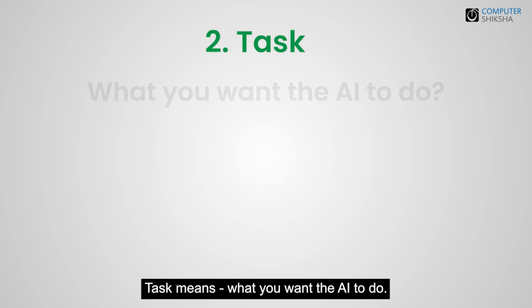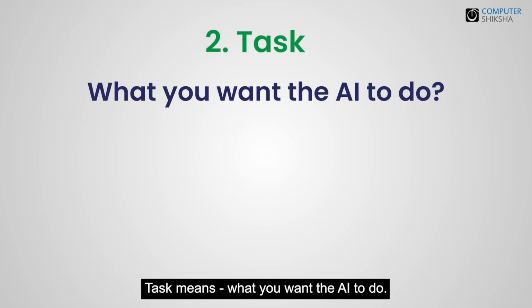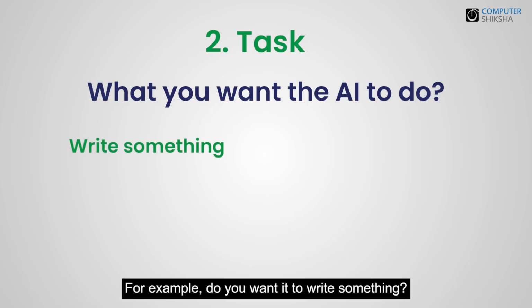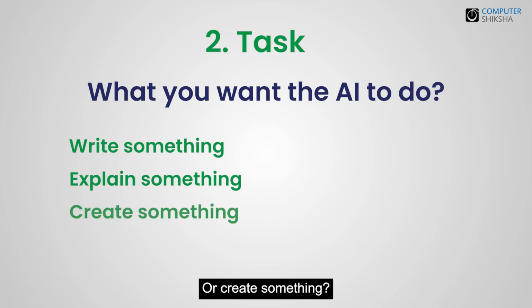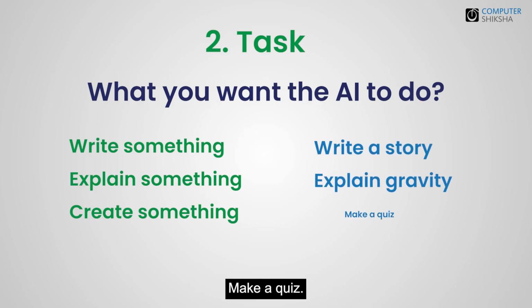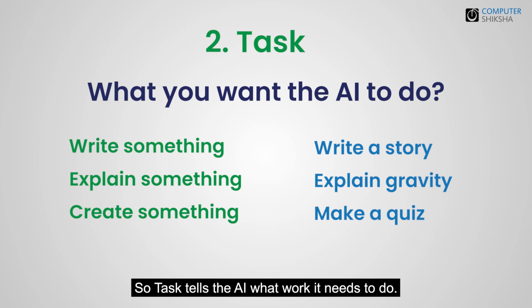Now comes the second part, task. Task means what you want the AI to do. For example, do you want it to write something, explain something, or create something? For example, write a story, explain gravity, make a quiz. So task tells the AI what work it needs to do.